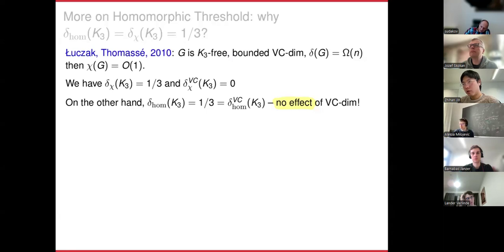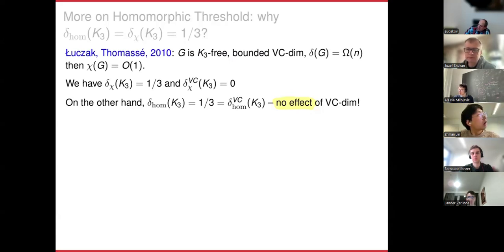Are you sure? Because VC dimension is kind of a local property that you can just hide in some part of your graph. The fact that it has high VC dimension, and then the rest of the graph can just have minimum degree big, right? I thought they were giving a different proof at first. I mean, we can check. I don't remember the paper, but they do quite a bit in the paper. Yeah, but this is maybe one thing to check.